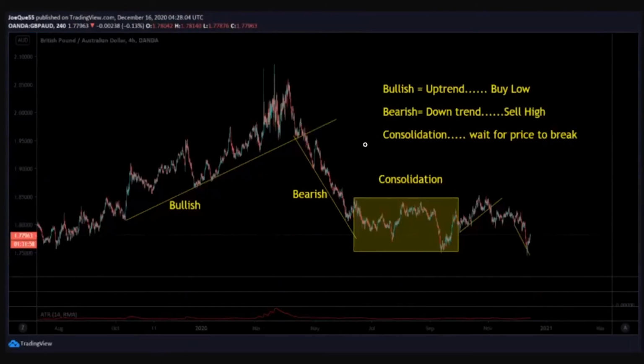So basically, you can go back and have a visual of how the market moves and the support and resistance.